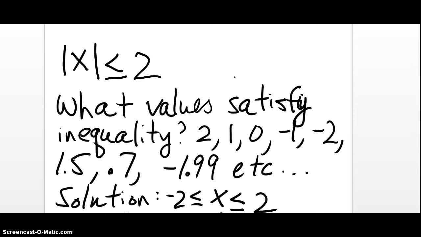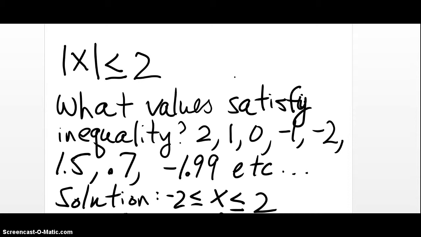That's less than or equal to 2. Okay, and you see I have other numbers there, like 1.5, 0.7, negative 1.9. Now, let's look at numbers bigger than 2, like 3. The absolute value of 3 is not less than or equal to 2. So x equals 3 is not a solution.